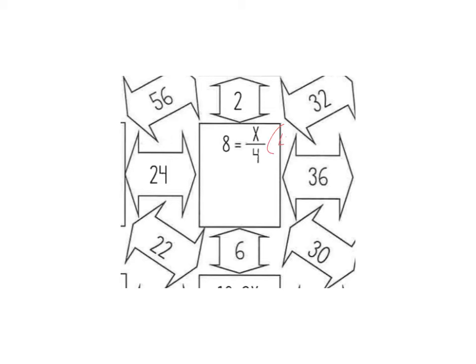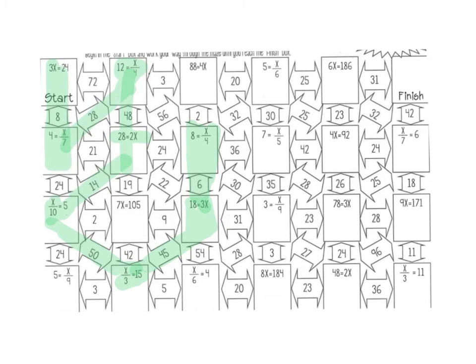So I'm going to multiply by 4 on this side, and I'm going to multiply by 4 on this side. So those cancel. I get x is equal to 8 times 4, which is going to be 32. And so now we're going up and to the right.